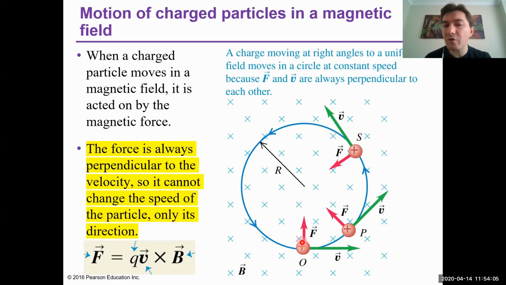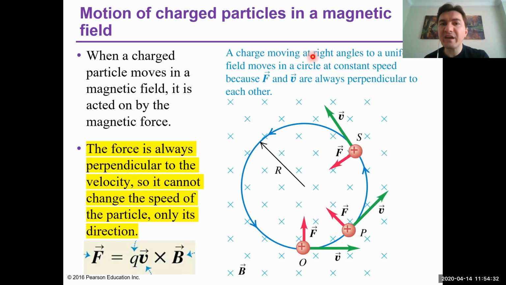The force is always perpendicular to the velocity due to the magnetic field. So if there are no other forces acting on the system, the velocity of the particle will be constant, okay? The speed of the particle will not change, only its direction will change, okay? So don't forget this one.